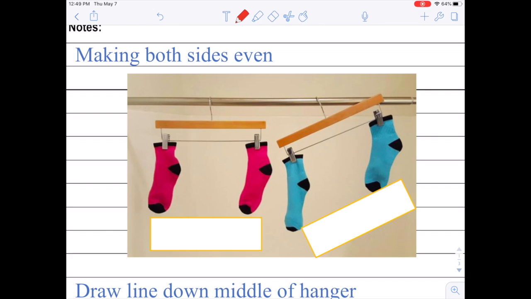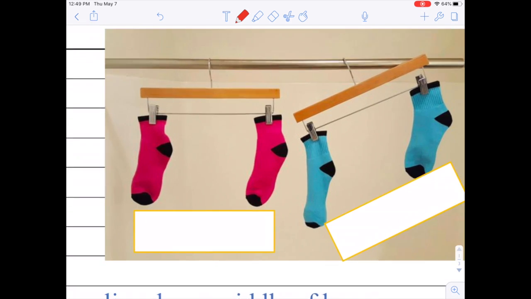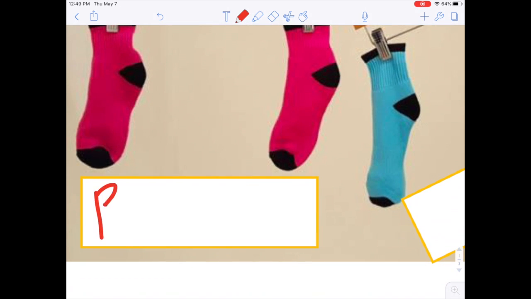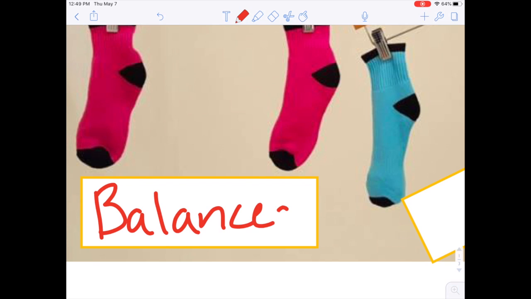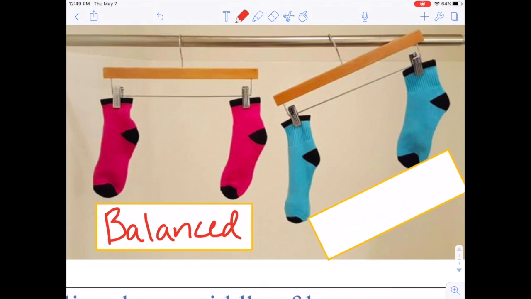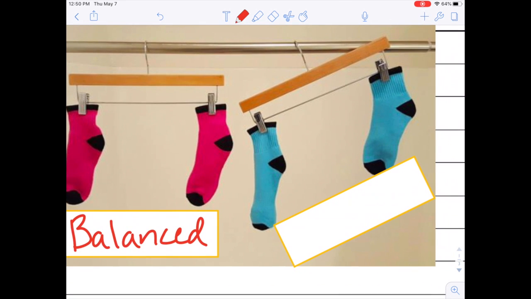And then we're going to put a label on each of them, and what we would call them then is this first one I would say is balanced. So that means that this second one is unbalanced. So those are the words that we're going to get used to.